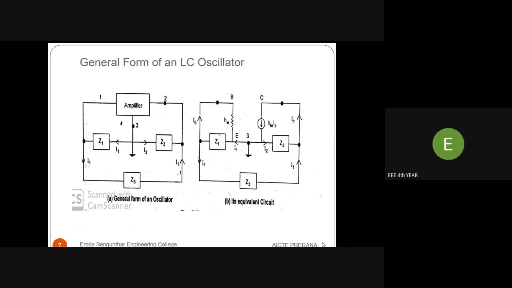The feedback circuit consists of reactive elements Z1, Z2 and Z3. And the feedback circuit determines the frequency of the oscillation. In the figure, the output terminals are 2 and 3 and the input terminals are 1 and 2. So, Z1 and the input resistance HIE are in parallel condition.